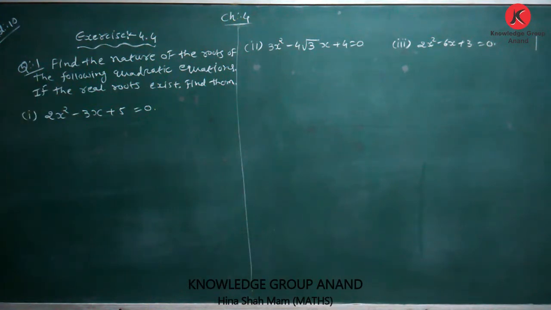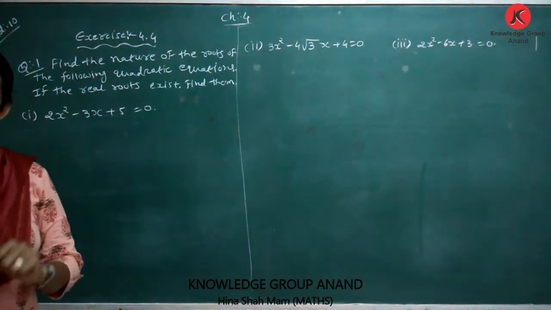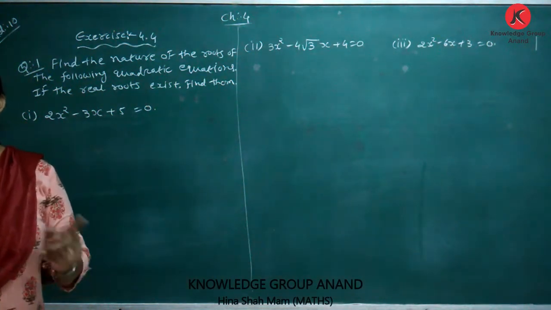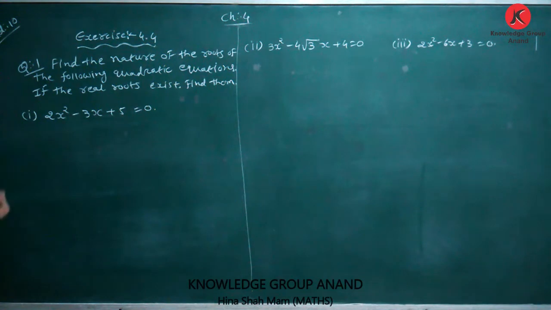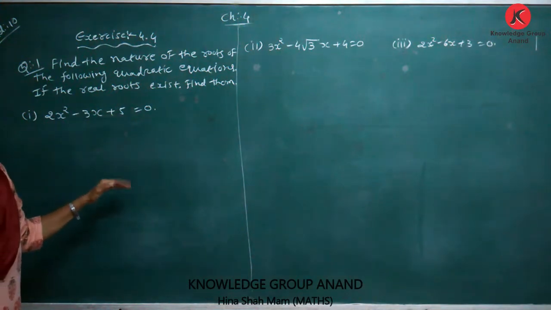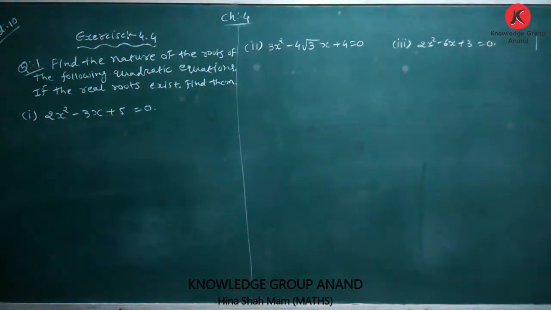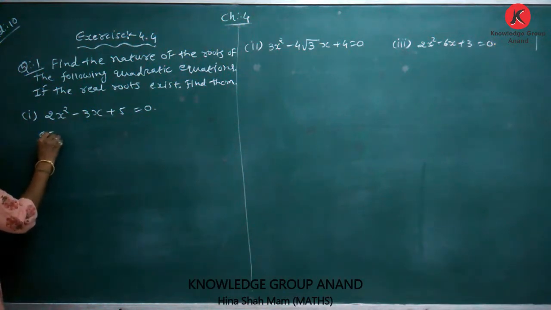First we find the nature of the roots. How do we find the nature of the roots? We find the discriminant, then we see the discriminant's conditions, and we see the nature of the roots. Suppose they are real, then we find the roots. Here, first we find the discriminant of this equation. a = 2.